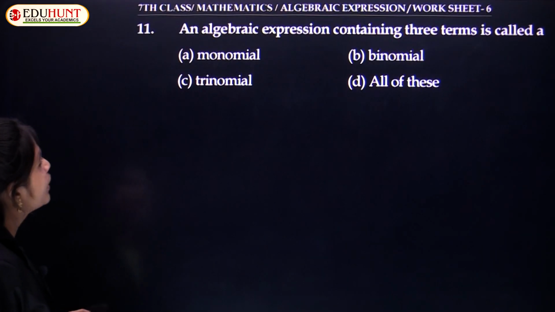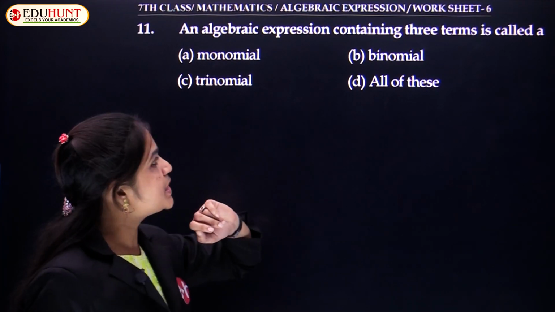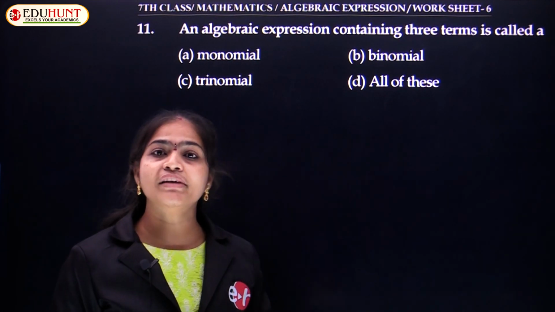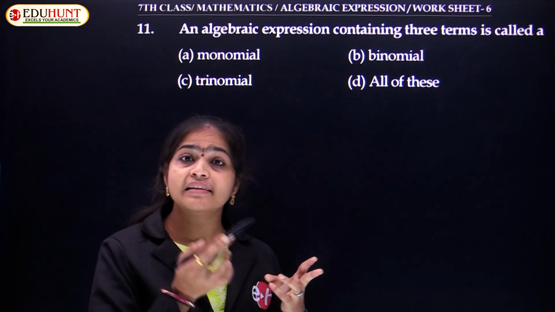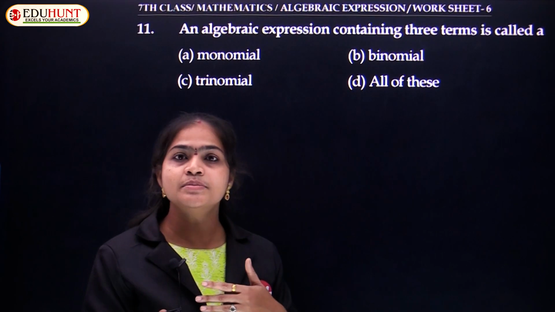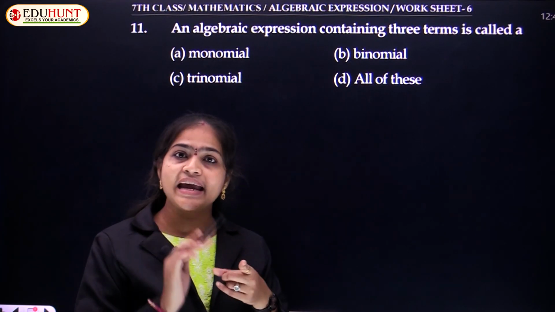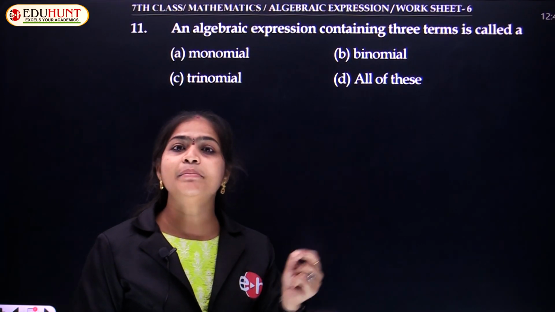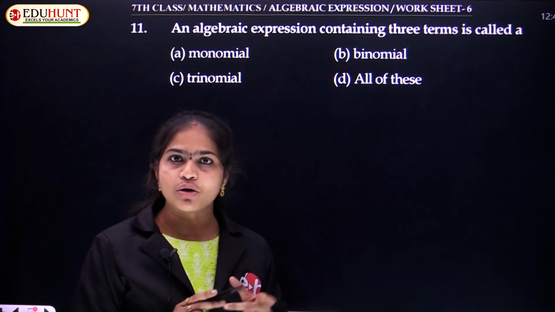Question number 11. This is a concept-related question about an algebraic expression containing 3 terms. If an algebraic expression contains 1 term, what do we call it? That is a monomial. 2 terms means binomial. 3 terms means trinomial. 1 or more terms is also known as a polynomial. In the same way, every polynomial can be called a multinomial, but every multinomial need not be a polynomial. We discussed that in the concept, right?